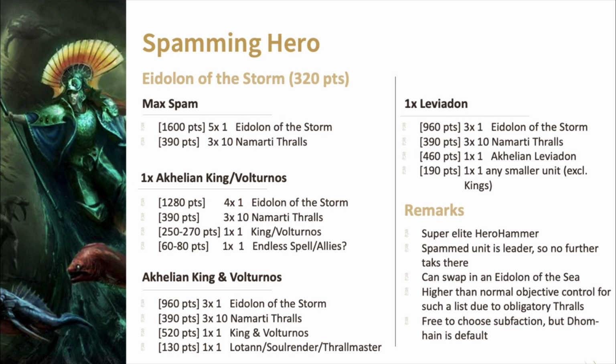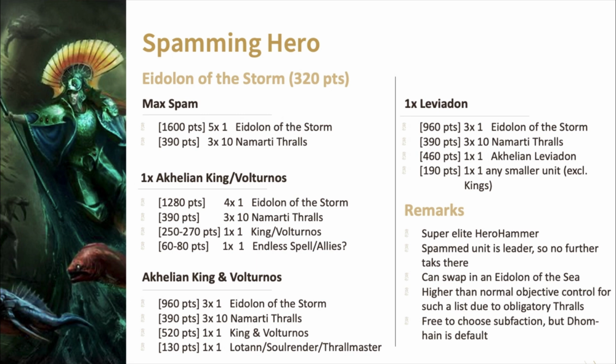And then you've got the 1 Leviathan version, which is still going to be taking 3 Eidolons, 30 Thralls, 1 Leviathan, and then 1 of any of the smaller units as any unit, because you don't need it to be a hero. It could be a unit of 3 Eels, or a Shark, or Reavers, or Thralls, if you want to do more, excluding the Kings. Of course, if you have any bonus points and you want to upgrade one of your battle line Thrall units, swap them out, you could help knock out the battle line that way.